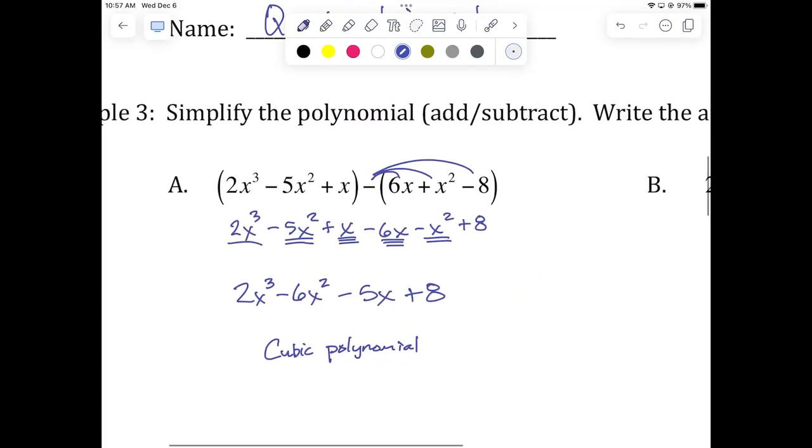Questions on letter A? Am I going too quickly? You might be able to finish your homework today in class at the rate we're going. I better slow it down.